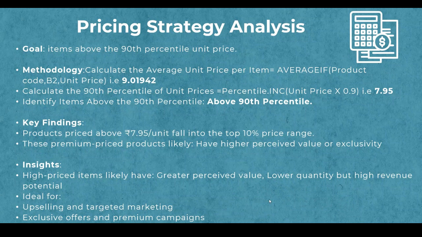Now our next slide is pricing strategy analysis. Our goal is to find out the items above the 90th percentile in unit price. For that, I have used three functions: AVERAGEIF, PERCENTILE.INC, and IF. Firstly, I need to find the average unit price per item. I'll show you in the Excel sheet how I find it.